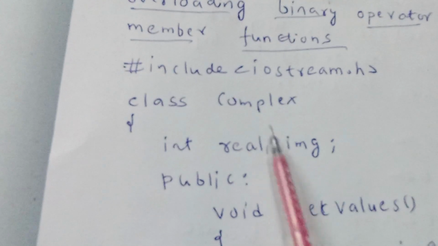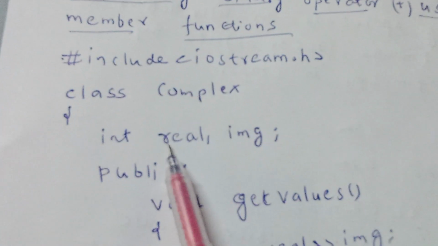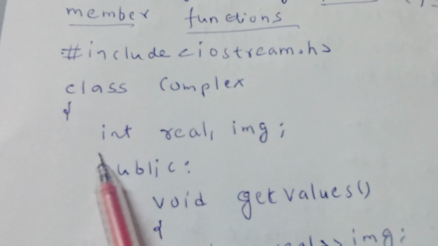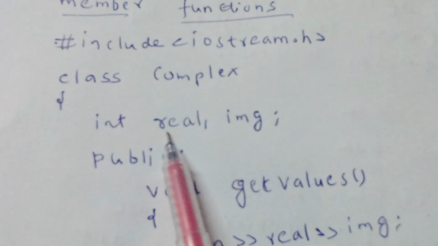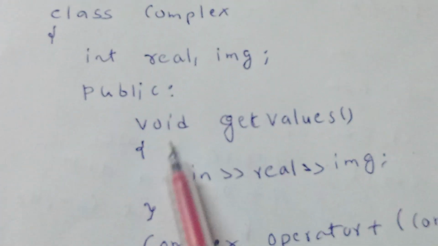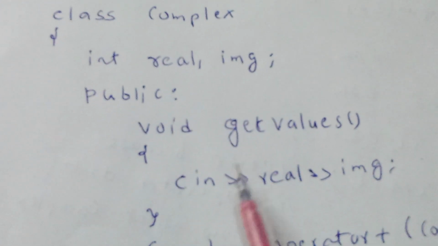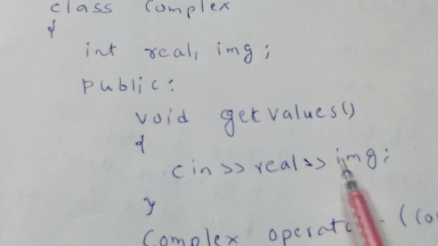So we have a class by the name complex. We have two data members, real and imaginary. Both are of type integer and have the access specifier private, so they are not accessible from outside. We have a member function getValues, which is used to input values to the two data members, real and imaginary.